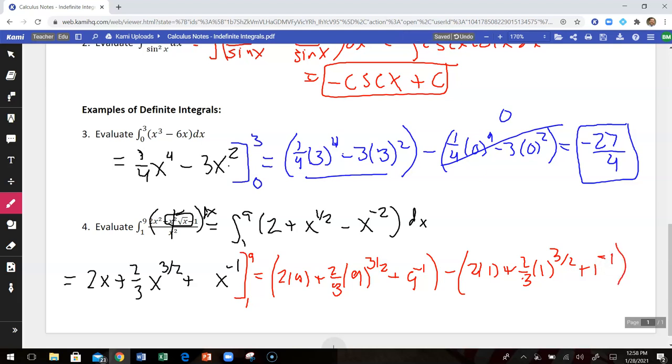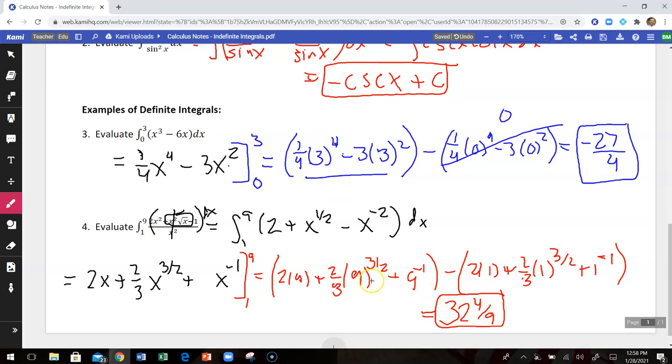Work through all that, and you could pause the video if you want to and see if you get the same answers here. If we work through all that math, you end up with an answer of 32 4/9, which is what I ended up with. 32 4/9, or an equivalent decimal or equivalent improper fraction.